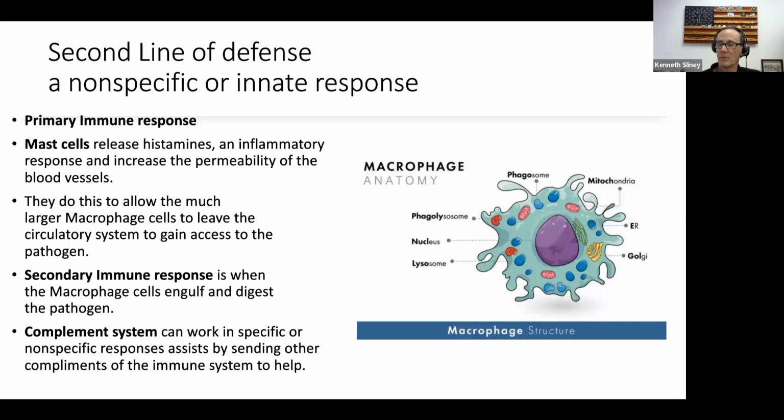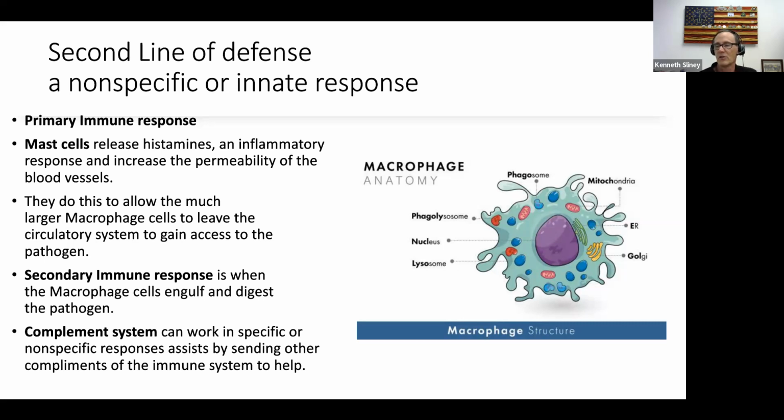And they do this by releasing histamines, causing vasodilation, and changing the permeability of the area around the infected area. There's also the complement system. Now, this can work with both the specific or non-specific response systems. And essentially, what that does is it calls in the type of cells that are needed.